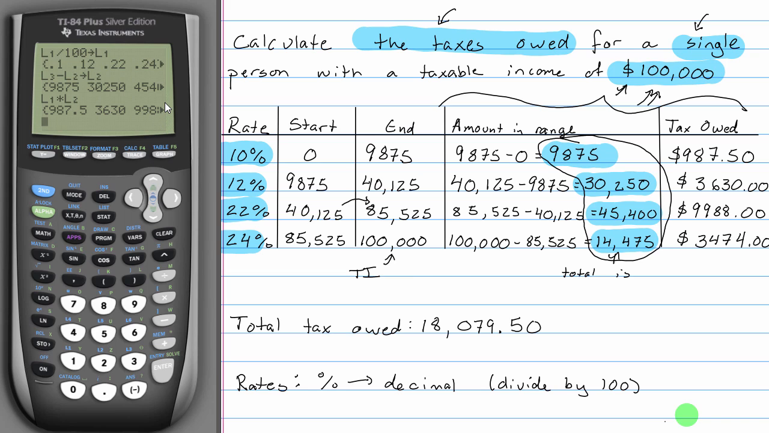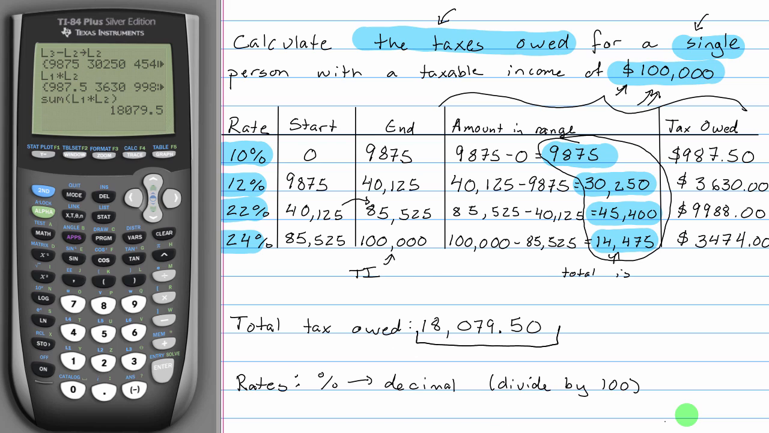In this form, that's not very useful to me. What do I want to do with that? I want to add them all up. So I'm going to go into my list functions by pressing second stat to get the list, Math, Sum. I want to get the sum of L1 times L2. And that gives me the taxes owed, $18,079.50.